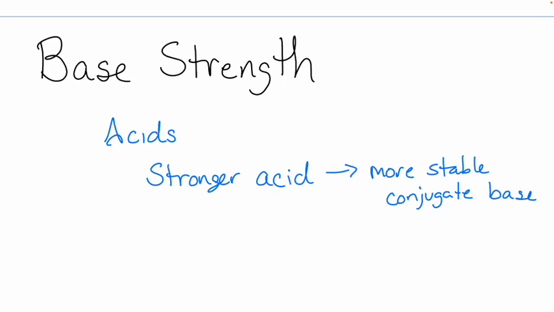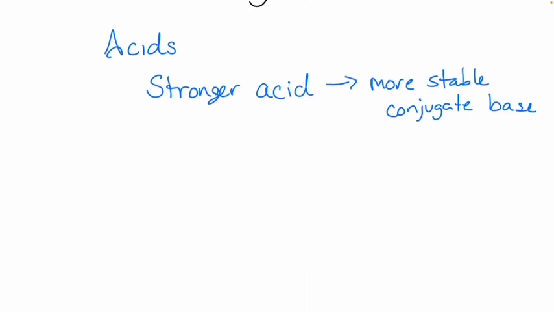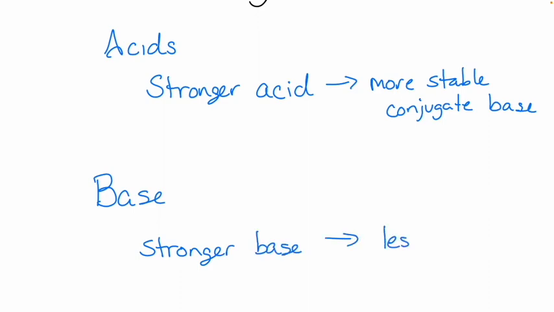So what we're going to see is the opposite for bases. If we're talking about base strength, the stronger base is the less stable. Right? What makes it unstable? It's super mad that it doesn't have that hydrogen on it. So it's going to grab a hydrogen from anywhere it can. Okay? So we're going to play that same game here.